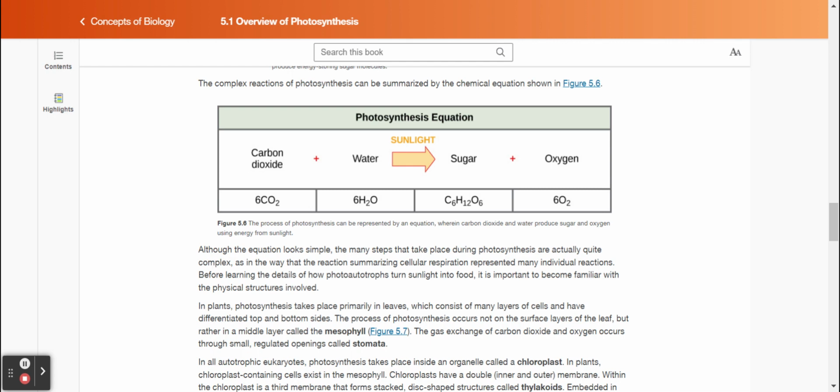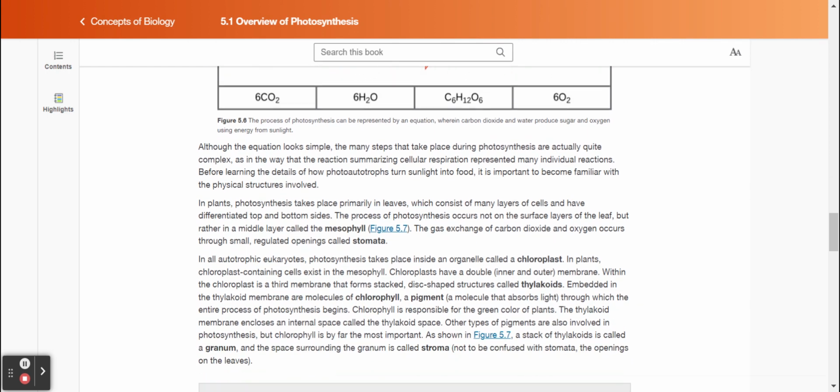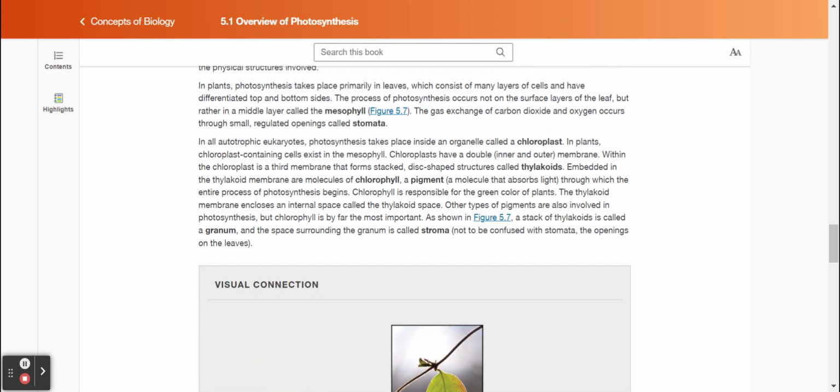Before learning the details of how photoautotrophs turn sunlight into food, it is important to become familiar with the physical structures involved. In plants, photosynthesis takes place primarily in leaves, which consist of many layers of cells and have differentiated top and bottom sides. The process of photosynthesis occurs not on the surface layers of the leaf, but rather in a middle layer called the mesophyll. The gas exchange of carbon dioxide and oxygen occurs through small, regulated openings called stomata.